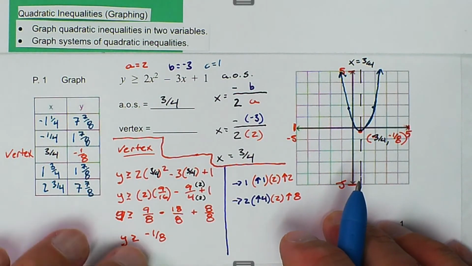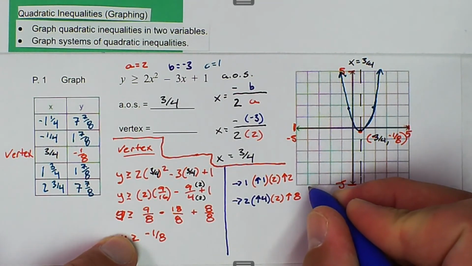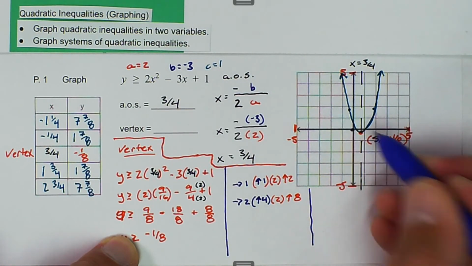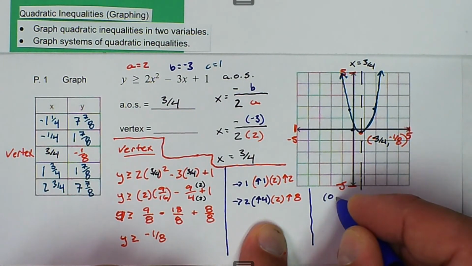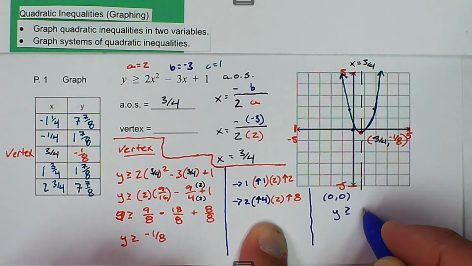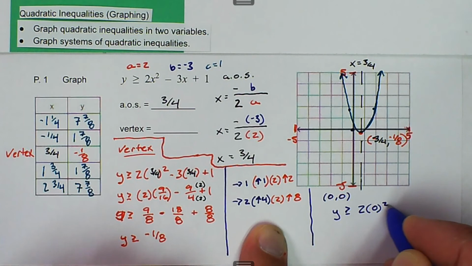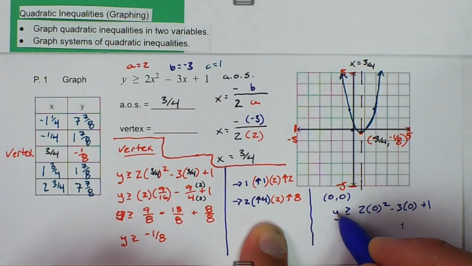And then the last thing is to check to see which side of the region we should shade. I always like to pick 0, 0 if I can. So here's 0, 0. I'm going to check to see if I should shade that region or the inside. So substitute that value in. You'll get y is greater than or equal to 2 times 0 squared minus 3 times 0 plus 1. Here y should be 0 because we're substituting the values in.